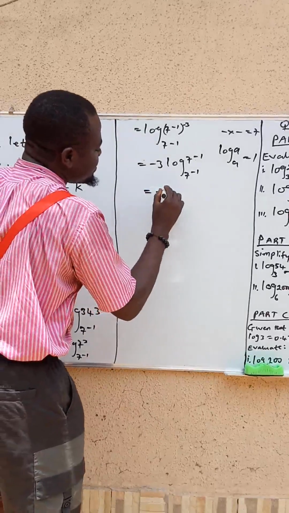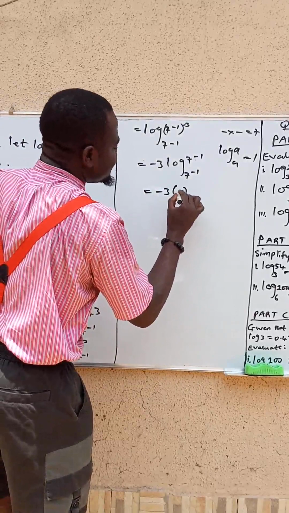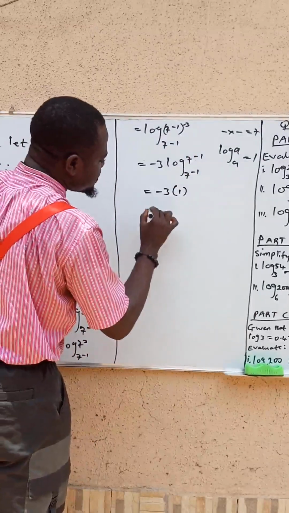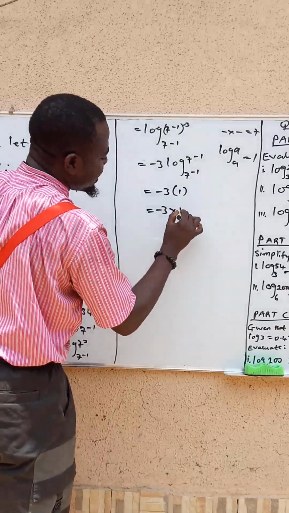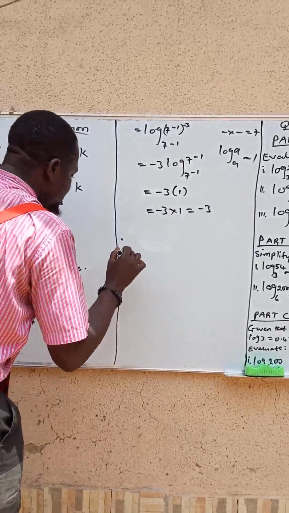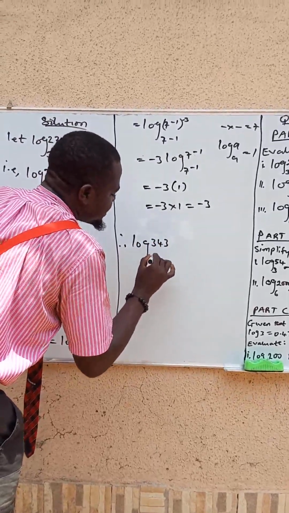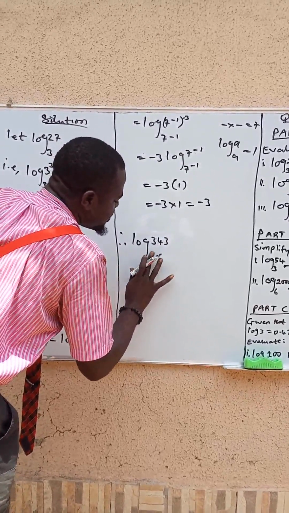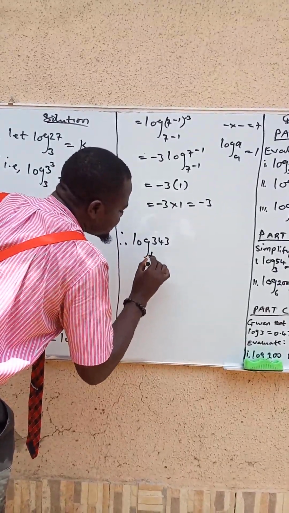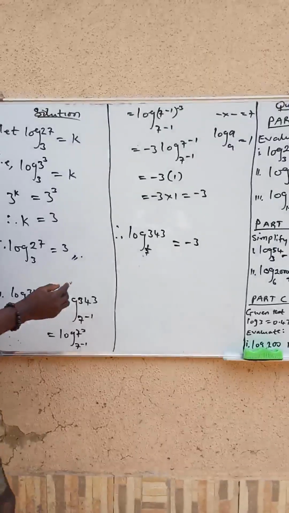So this is minus 3 times 1, which is equal to minus 3. Therefore, log 343 to base 1 over 7 is equal to minus 3.